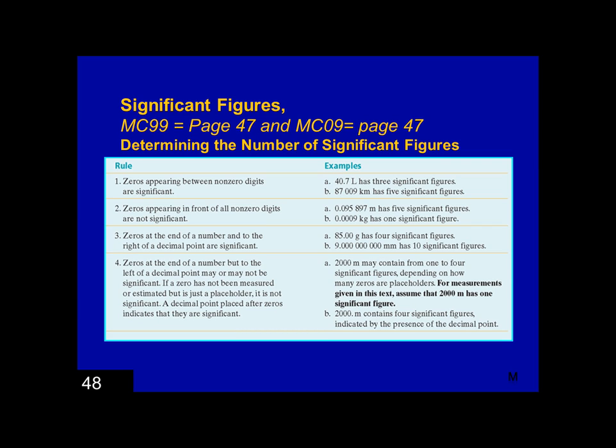All right. Hopefully you realized that the difference is the decimal point. If we have a decimal point in a number, then it has 4 significant figures. If it doesn't have the decimal point, then you don't count those zeros and it only has 1 significant figure.